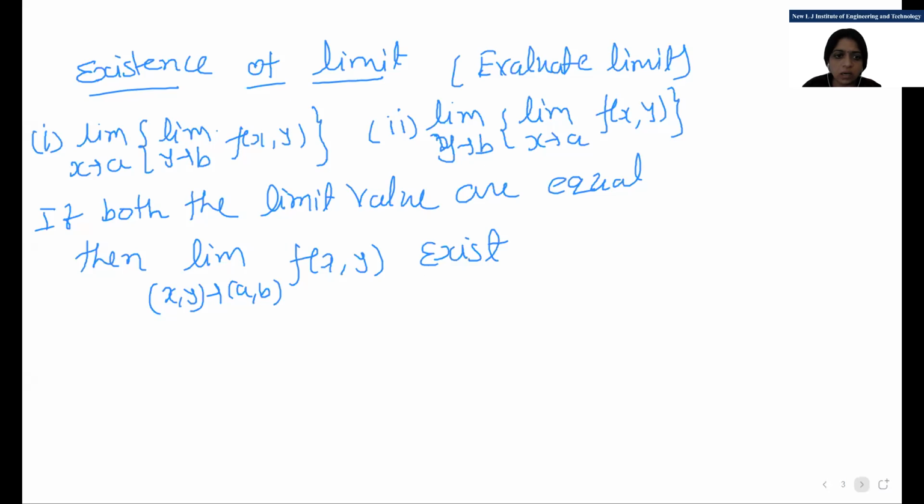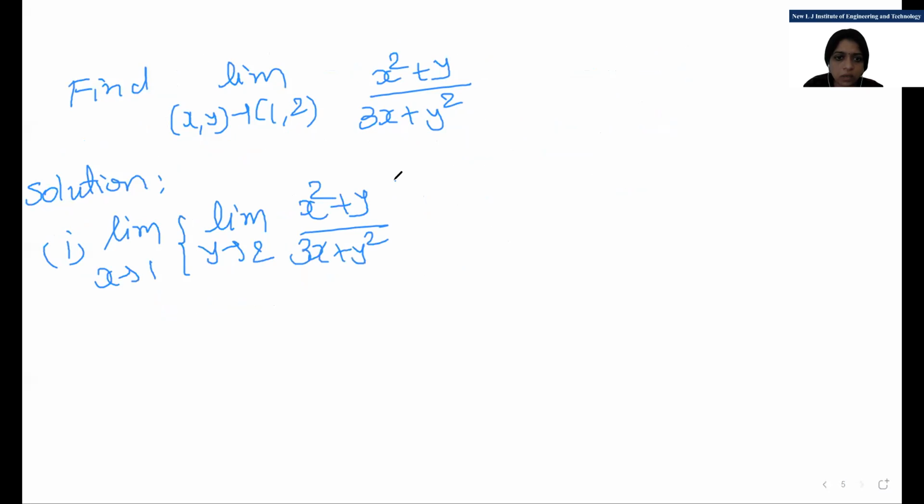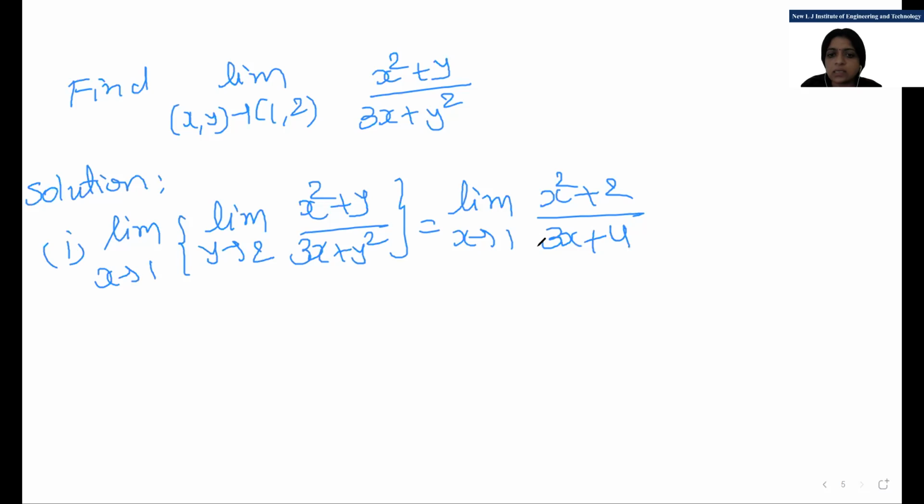Okay, so let's check. First one is limit x tends to 1, limit y tends to 2 of x square plus y upon 3x plus y square. So limit x tends to 1. If we apply y tends to 2, we get x square plus 2 upon 3x plus 4. Now we apply x tends to 1 here, so 1 square, that is 1, plus 2, upon 3 into 1 plus 4, so this is 3 by 7.